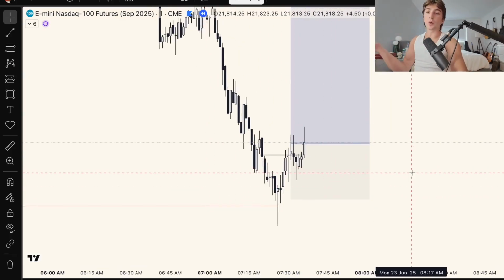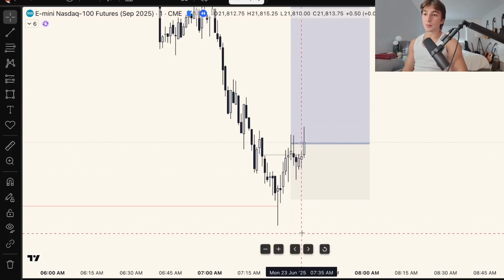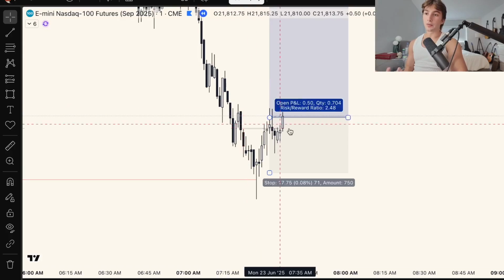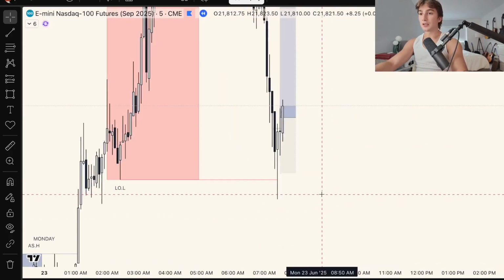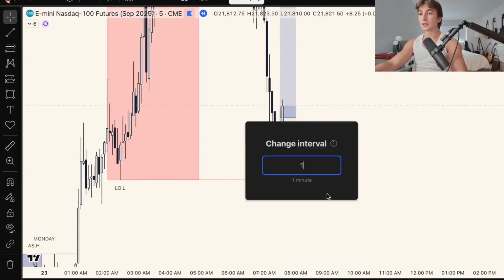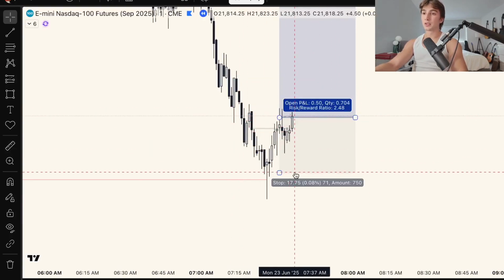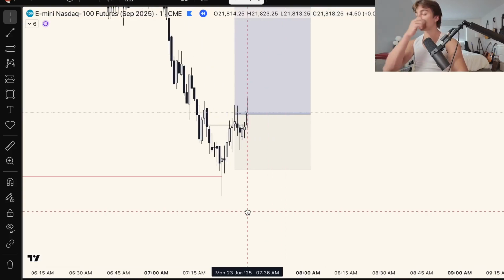So we're not just going to take a 1 minute inverse here. There's two scenarios that we want to wait for. We can either wait for a resweep of this low and then get a better trading leg, or we can wait for a 5 minute inverse. Obviously here, we don't have a 5 minute inverse, so we have to wait for either a resweep or, yeah.